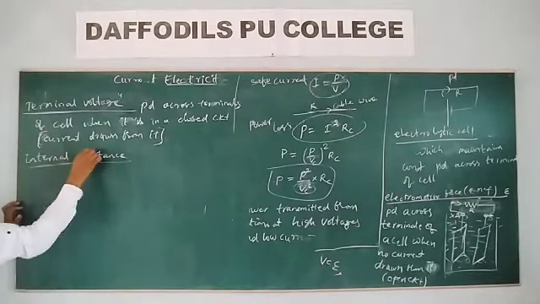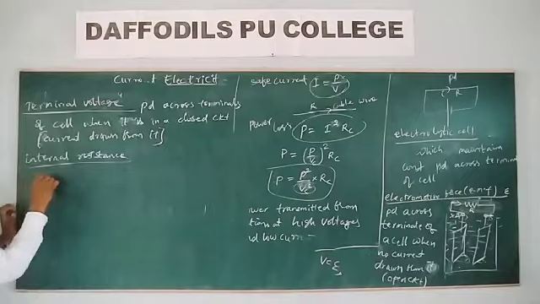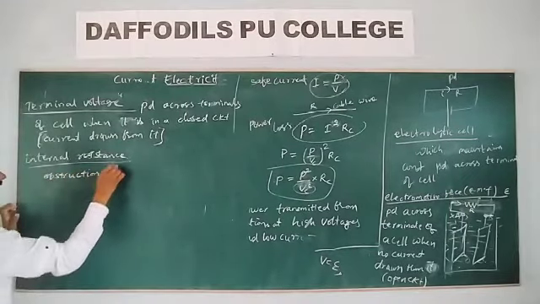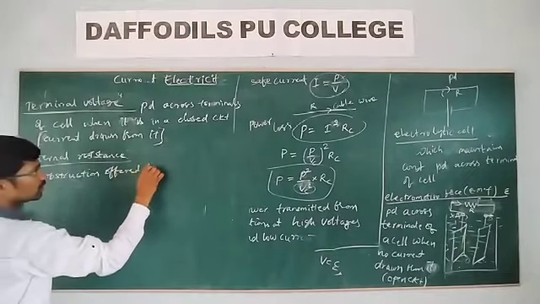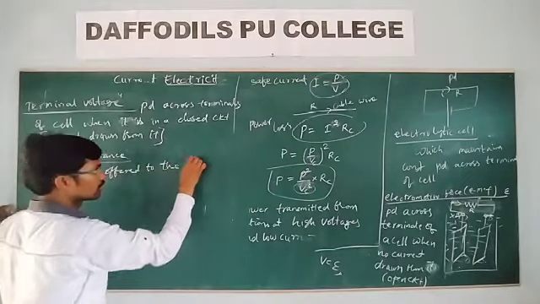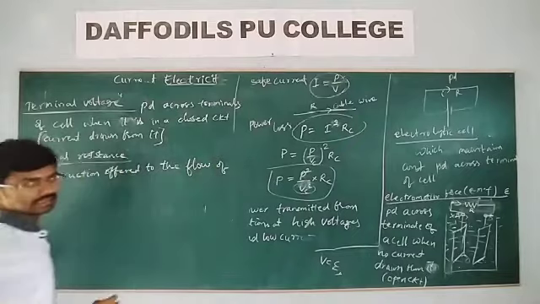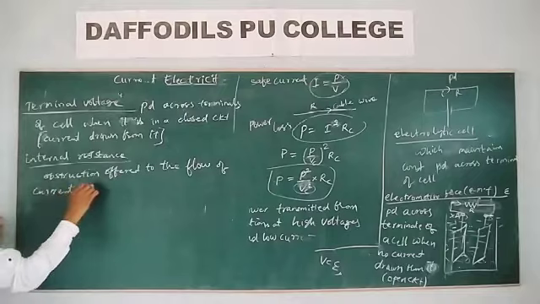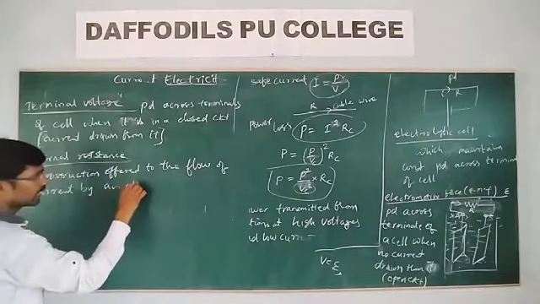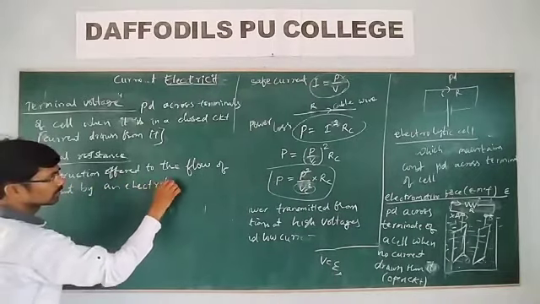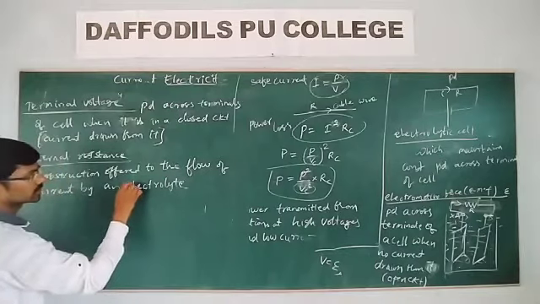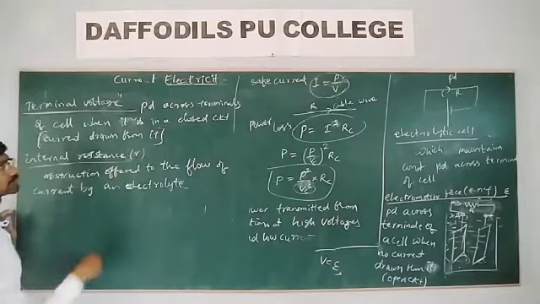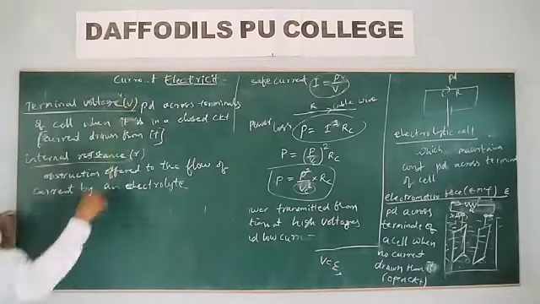So what do you mean by the internal resistance? Obstruction offered to the flow of charges, flow of current, by an electrolyte. When an electrolyte does this, it is called internal resistance, and the symbol we take is r. And what is terminal voltage? V.